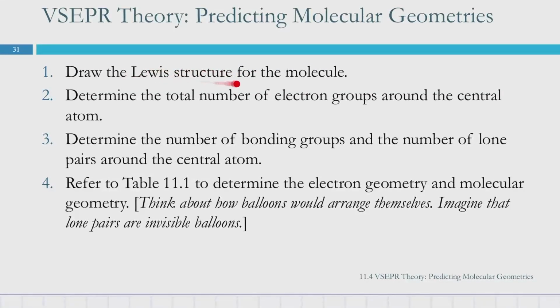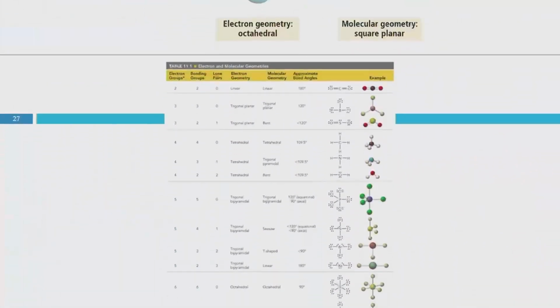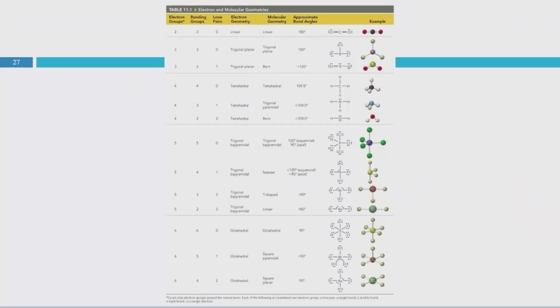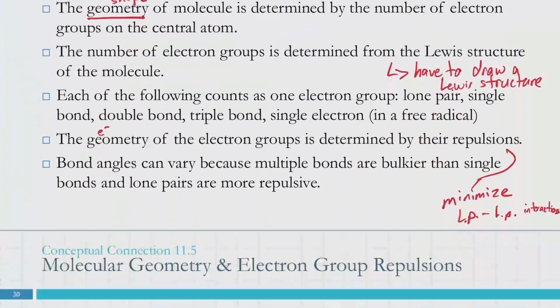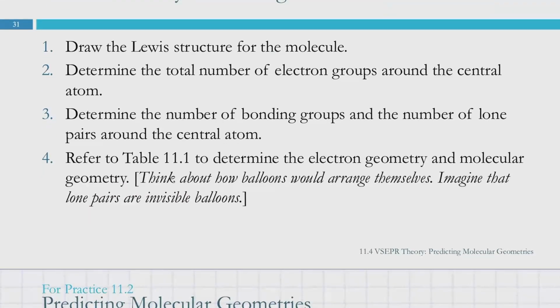So you'll draw the Lewis structure, determine the number of electron groups around the atom, determine the number of bonding groups and lone pairs, so breaking down the electron groups into two categories. And then you can either refer to table 11.1, that's this one, or with a physical model like marshmallows and toothpicks, or with just thinking about it, drawing it out, whatever you want to do, you can come up with the molecular geometry that way as well.